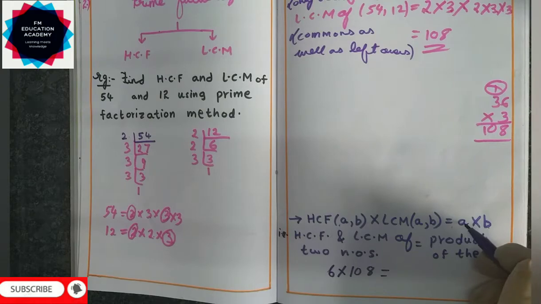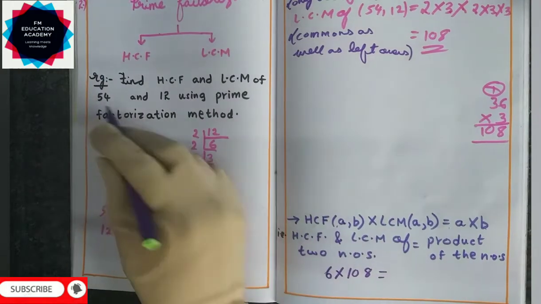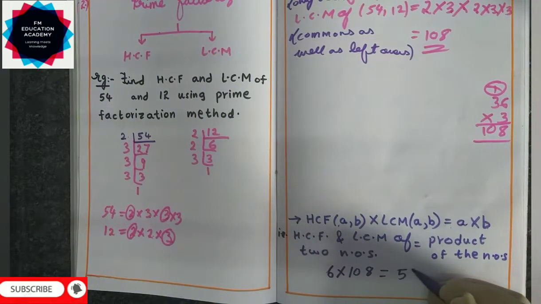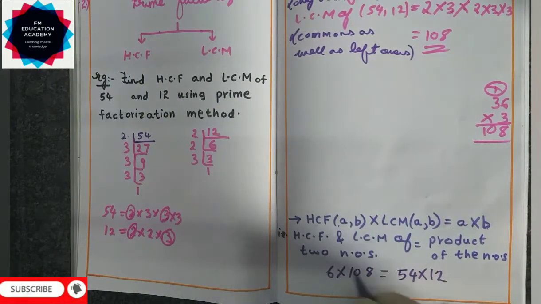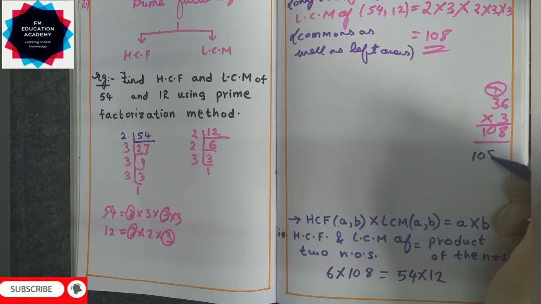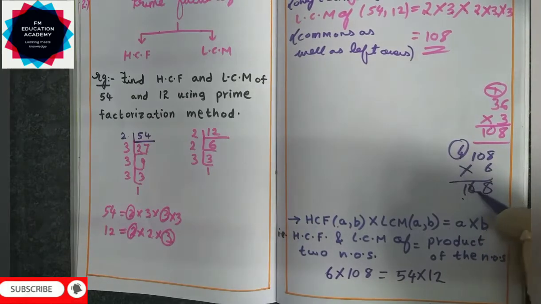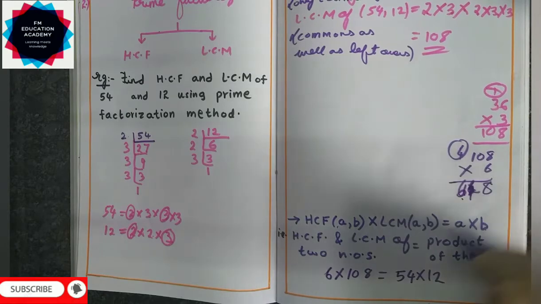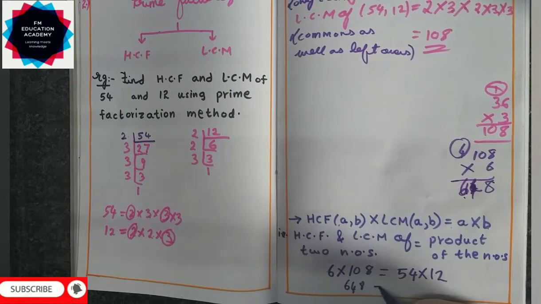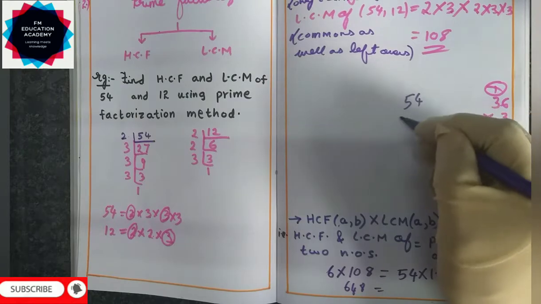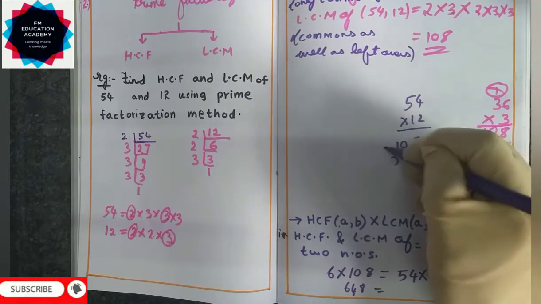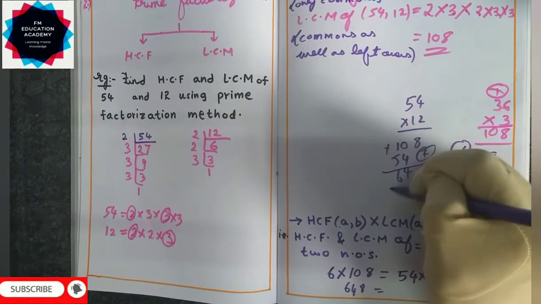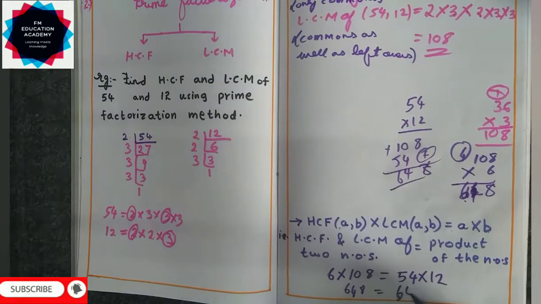What are the numbers given to me? A I'll consider as 54, and B I'll consider as 12. So find out what is 108 into 6. 6 8s are 48, 4 is 4, 6 1s are 6. 648. And what will I get when I multiply 54 and 12? 2 4s are 8, 2 5s are 10, 1 4s are 4, 1 5s are 5. 648.